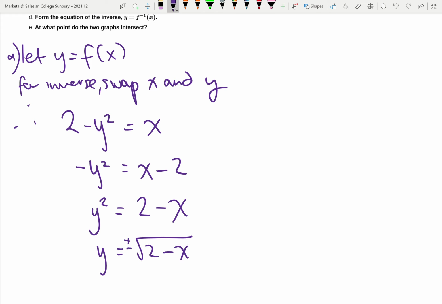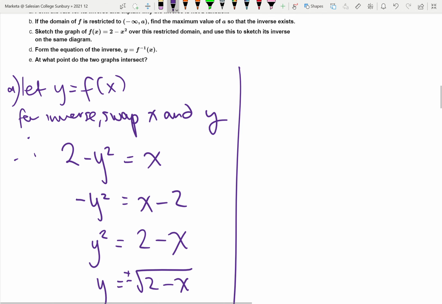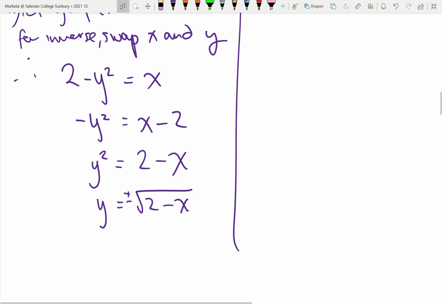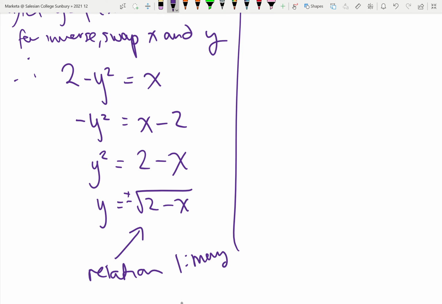And of course it's a plus or minus, and you really got to know that by now. You know, when you square root something, you've got plus and minus values. So we need to choose what's more sensible. Well, not yet. They're just asking us to explain why the inverse is not a function. So this is a relation. And it's a one-to-many relation, if we want to be really specific there.